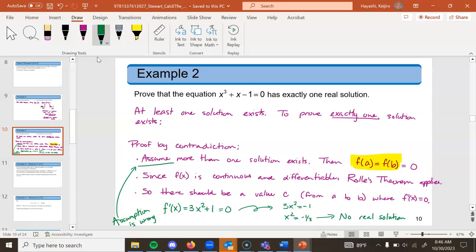So you can use Rolle's theorem and later on the mean value theorem for things like this. The existence or the non-existence of multiple solutions to a function.